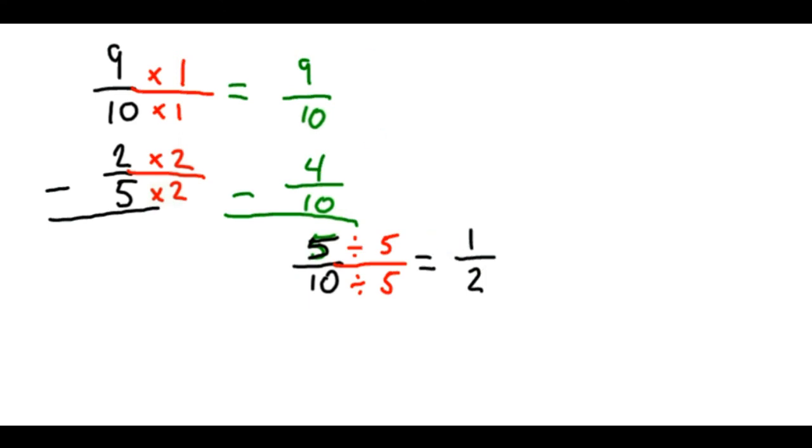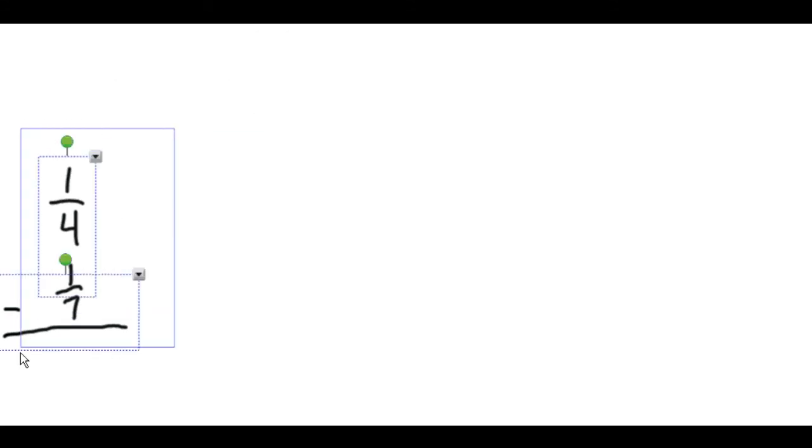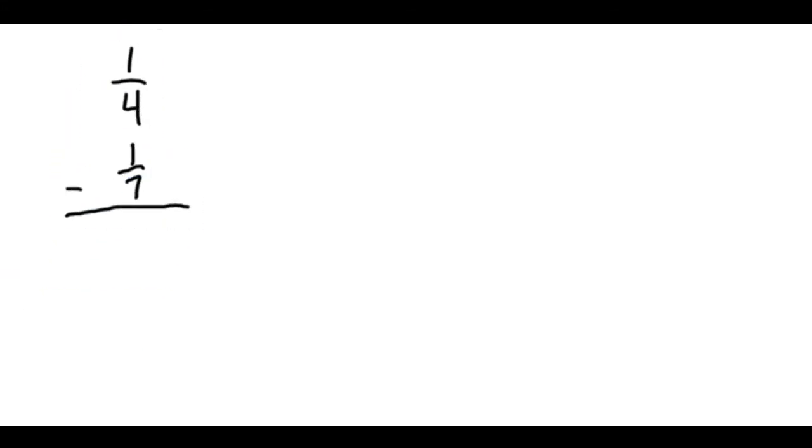Let's do the next one. The next one is 1/4 minus 1/7. I'm going to rewrite it as 1/4 minus 1/7 with a difference line because it's easier to work with when it's in vertical format. I'll get rid of this. And I'll move this up here. Easier to see. So now we see that we have denominators that are different. So we need to make them the same. We need to make them like denominators.